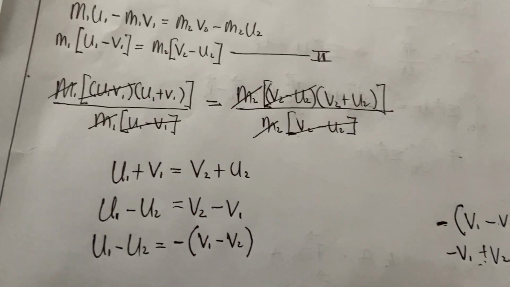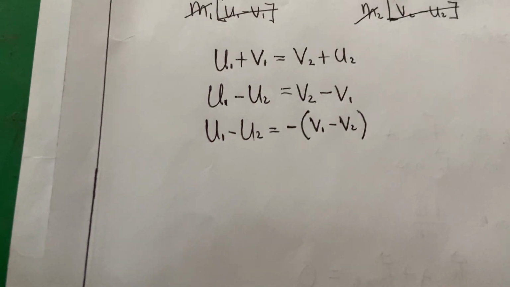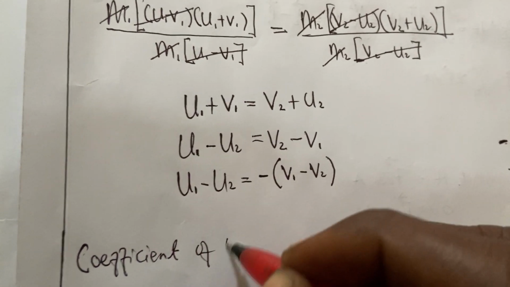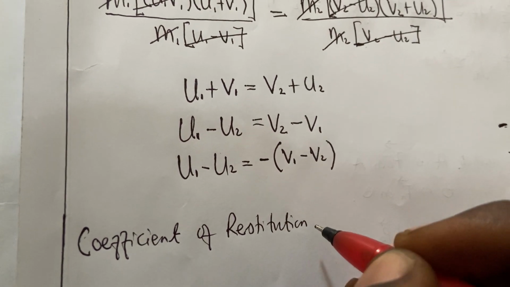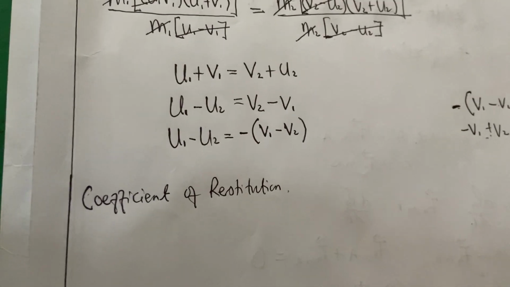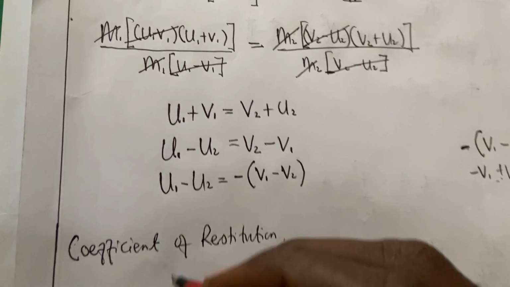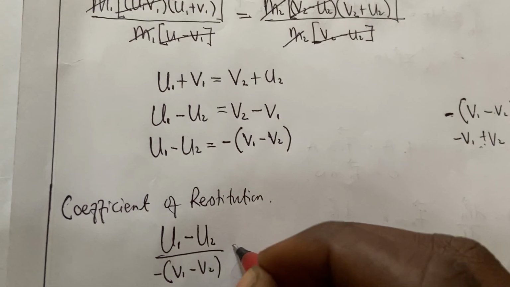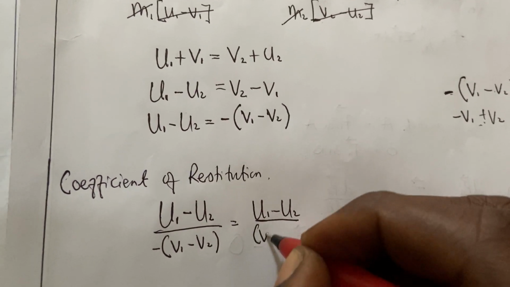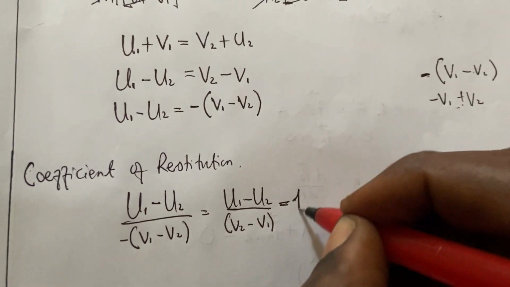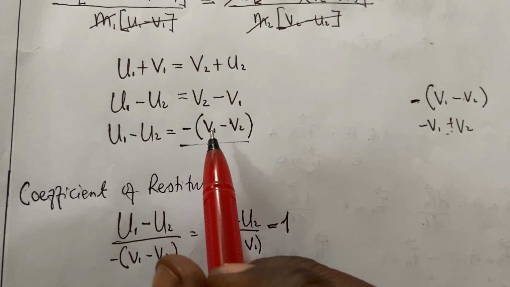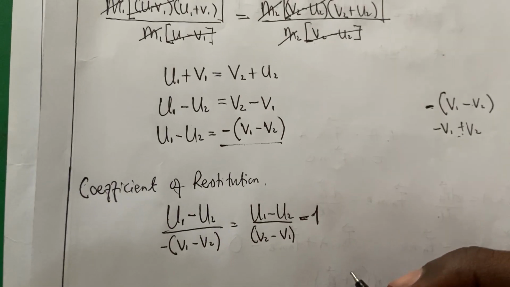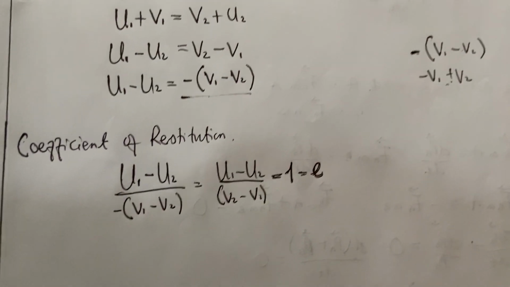This equation makes me want to discuss briefly the coefficient of restitution, and I want us to take note of this equation. From this expression I can say u1 minus u2 divided by v1 minus v2 is the same thing as u1 minus u2 over v2 minus v1, equal to 1. The question is, how did I get 1? If I divide both sides by v1 minus v2, this cancels it and I'll be left with 1. Now, this expression here, let me title it E.